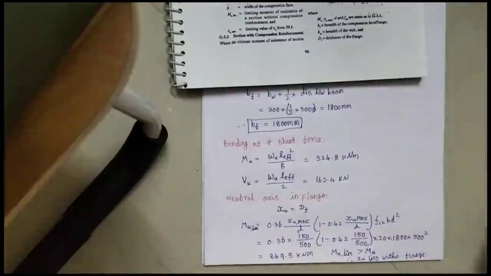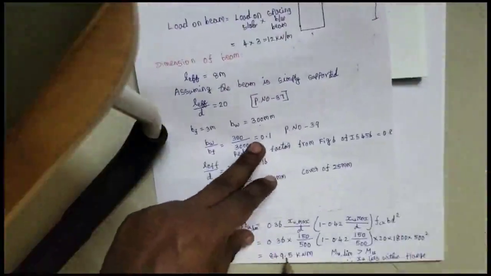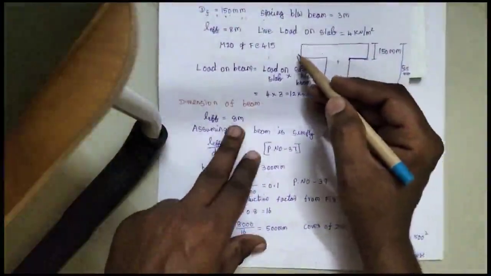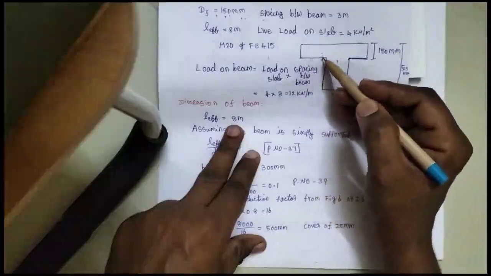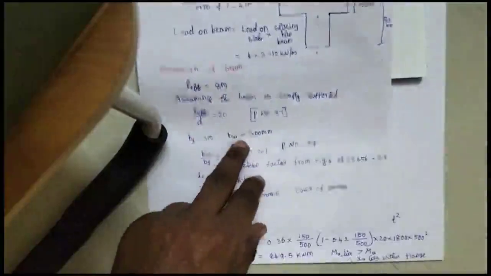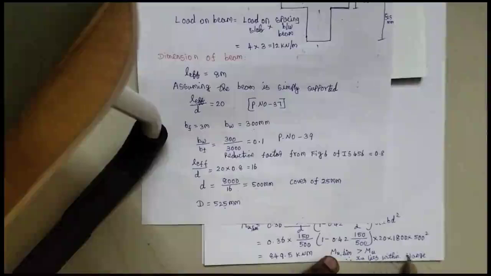When the neutral axis lies at the edge of the flange, the maximum moment which I am getting is 849. If the moment is less than that, then the neutral axis lies within the flange. If XU is greater than the depth of the flange, then MU will be greater than MU limit. But here the MU limit is greater than MU, which suggests that the neutral axis is going to lie within the flange.